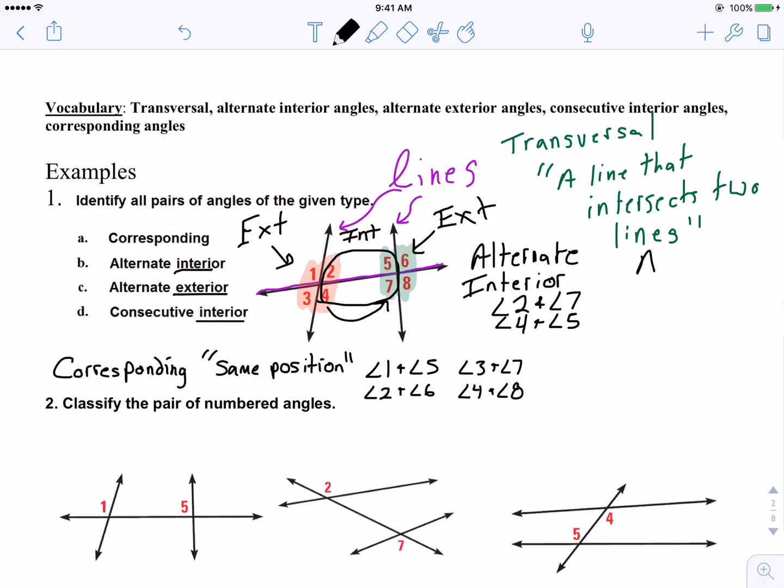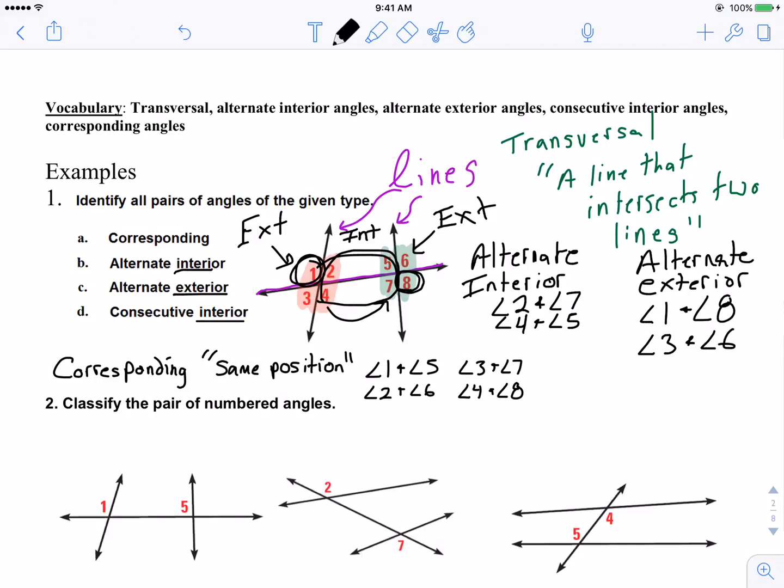Alternate exterior just simply means same idea, jumps over the transversal, but they're on the exterior. So what would be the alternate exterior pair with angle 1? Well, starts over on the top side, you would jump to the bottom side, that would be angle 8. Angle 3 would match up with angle 6.